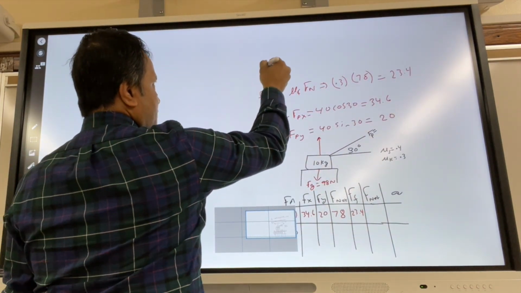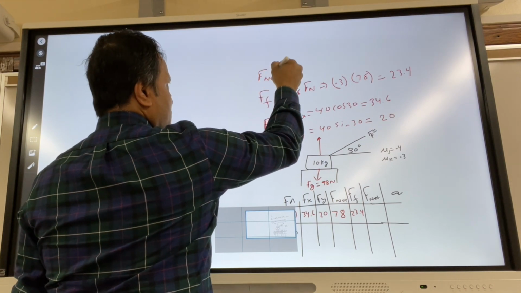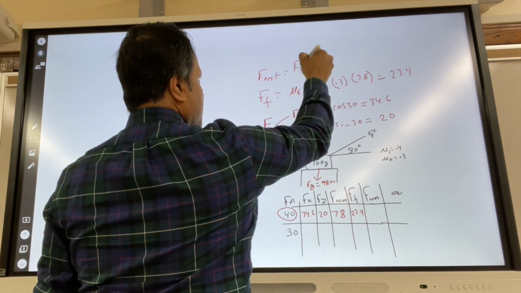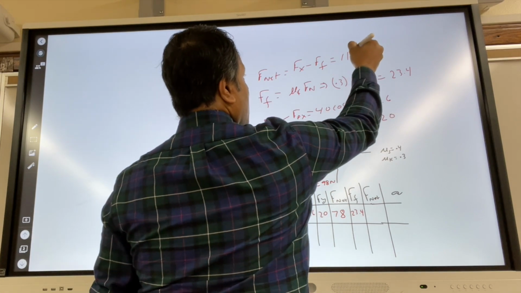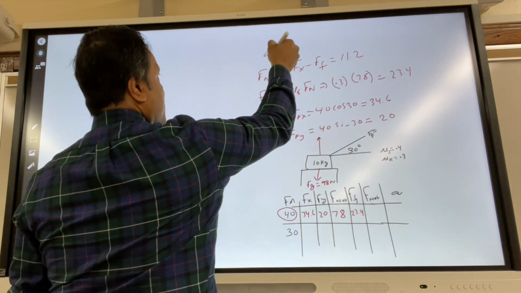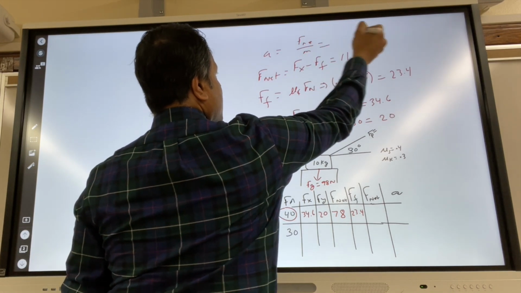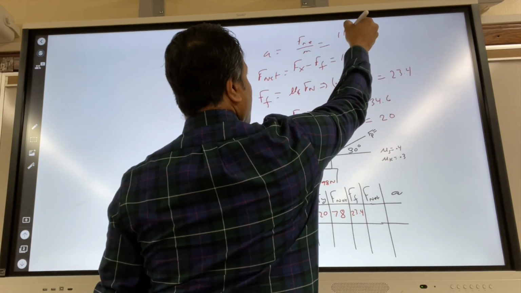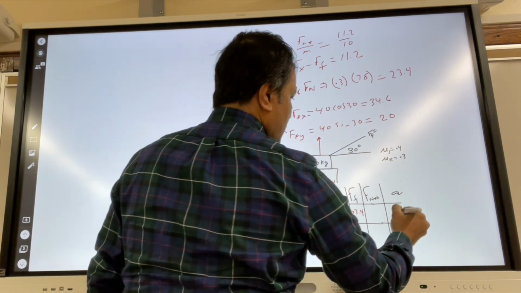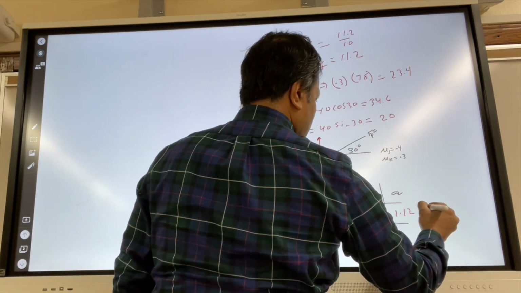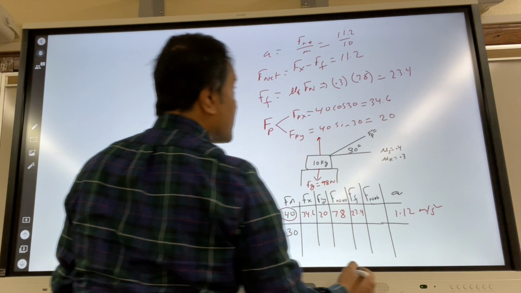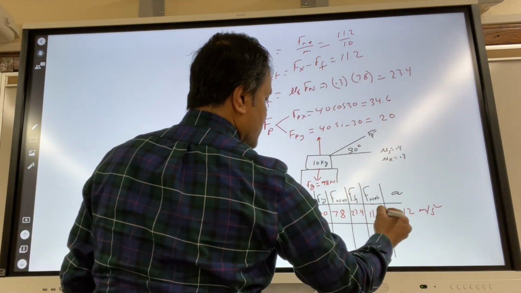So let's see the net force. Net force would be Fx minus Ff. So acceleration would be F net over mass. So F net would be 11.2, mass is 10. So acceleration is 1.2 meters per second squared, and this is 11.2.